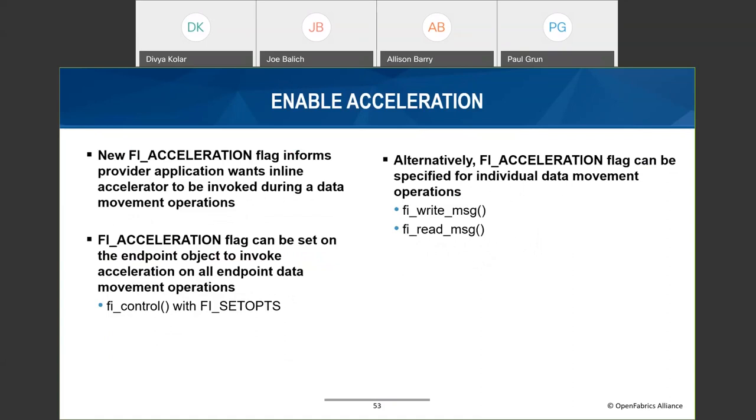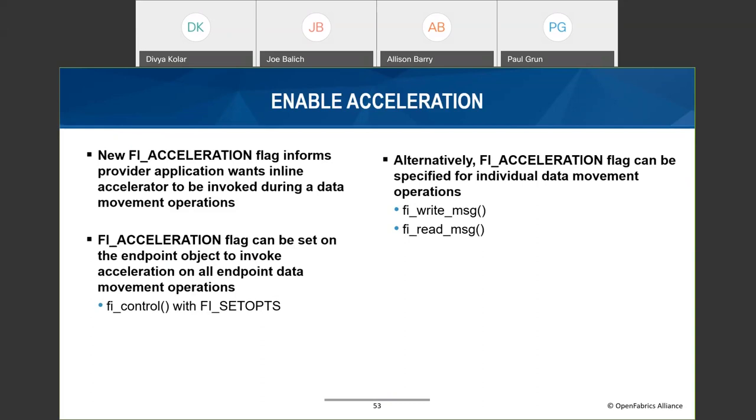So this one is about how we went about providing this acceleration support. For acceleration support, there are two ways we can do it. One is we can enable it on a per operation basis. The second option is we can enable it on a per endpoint basis. If I have some time, I can go into the backup slides where you can see, for instance, for the FI write operation, there is a context field that's part of standard OFI, which we overload to provide some of the acceleration parameters.